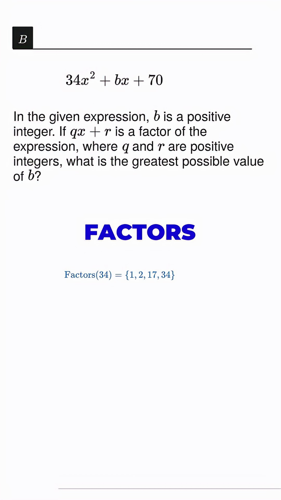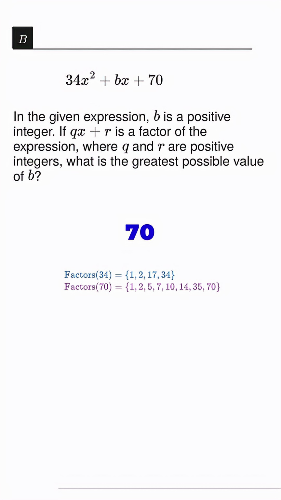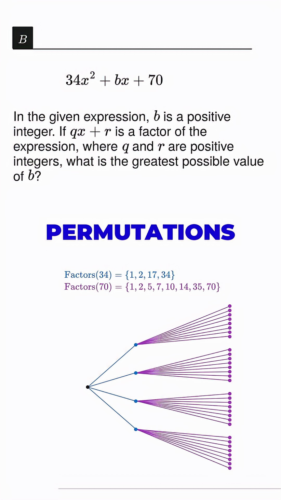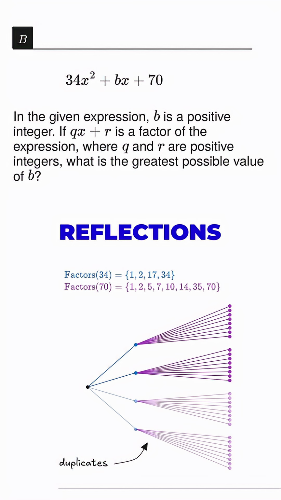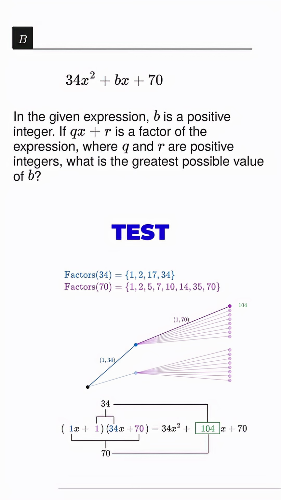Since there are 4 factors of 34 and 8 factors of 70, there are 32 possible permutations. But half of these are reflections of the other half, so there really are only 16 combinations to test out. And the largest of these will result in a B value of 2,381.